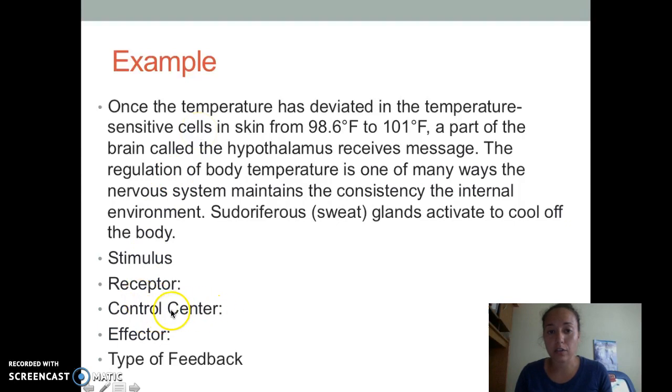Your control center is what's going to receive the signal from the receptor and make the decision, and in that case this was the hypothalamus. Your effector is your sudoriferous glands because it is the actual organ that's going to do the cooling by sweating. The type of feedback is a negative feedback mechanism, because we haven't even gone over positive.